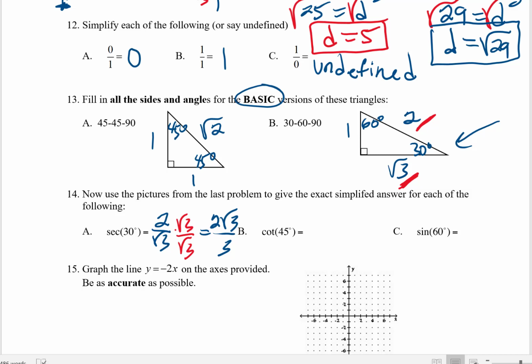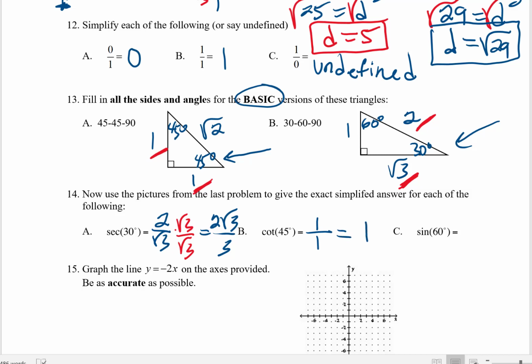Letter B, cotangent 45. I guess I can use either 45 degrees in this picture. Cotangent is the reciprocal of tangent. Tangent is opposite, so 1 over adjacent, which would be 1. That's 1 over 1. Well, cotangent is just the reciprocal of that, but turning 1 over 1 upside down still leaves you with 1 over 1, which simplifies to just be 1.